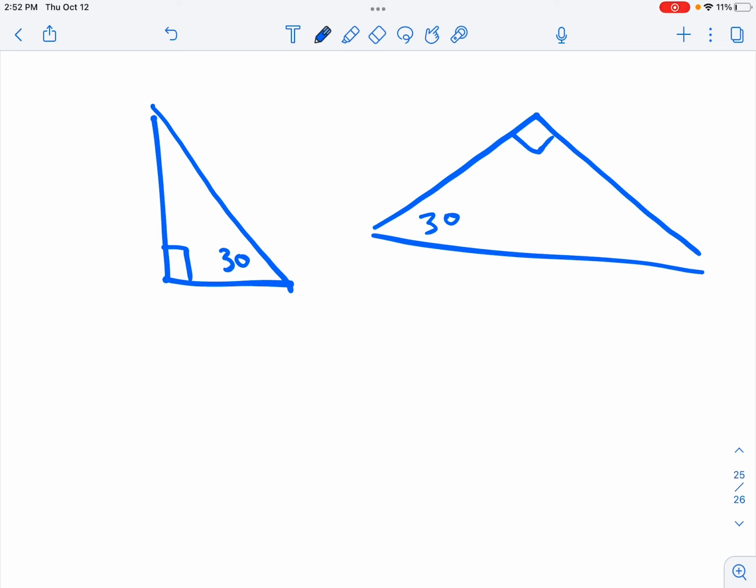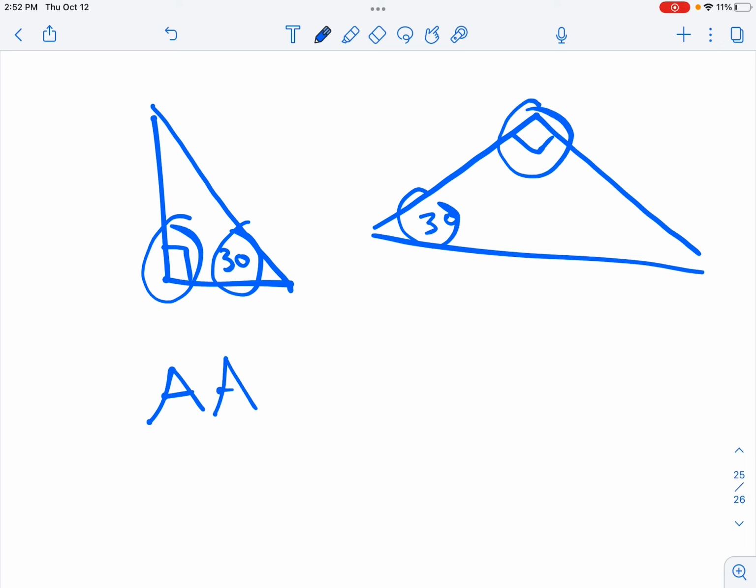And let me just say this one more time. If we have 2 pairs of congruent angles, then that proves similarity. Now this little wavy shape means similar. So if 2 angles are congruent, then the triangles are similar. That's the first theorem, AA.